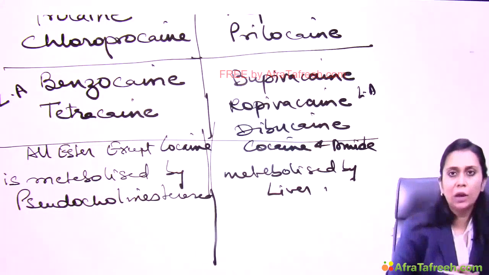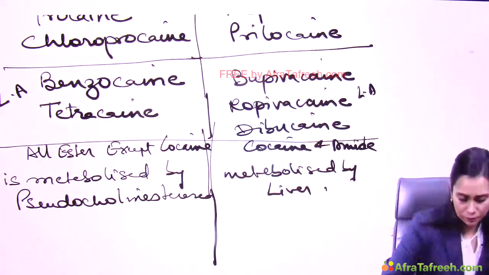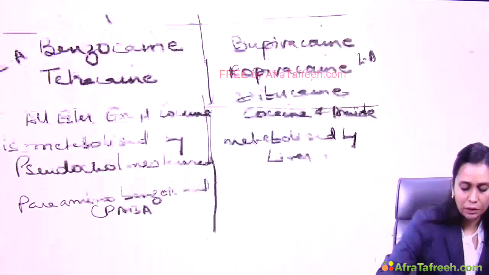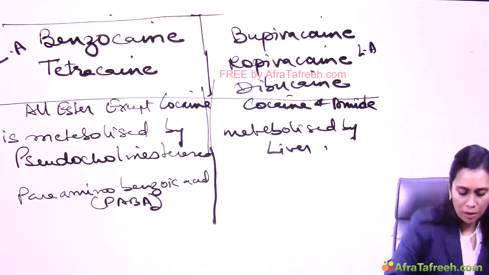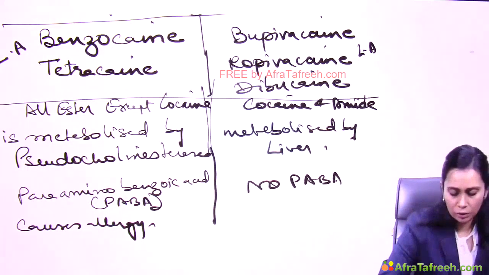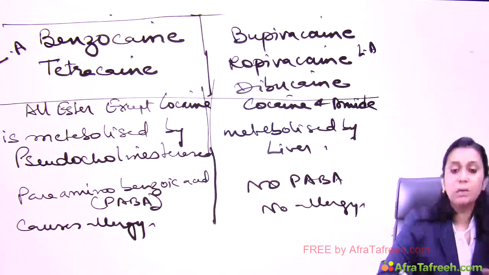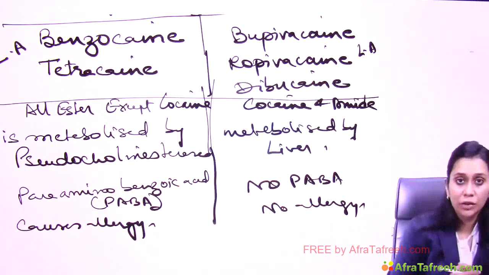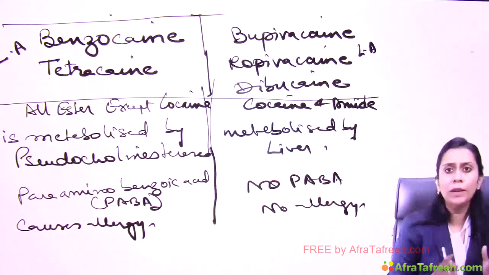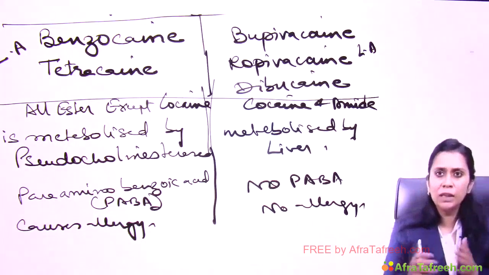Drugs metabolized by pseudocholinesterase produce a byproduct, PABA, para amino benzoic acid. This PABA causes allergy. So they produce PABA and PABA causes allergy. No PABA, no allergy. So ester LAs metabolized by pseudocholinesterase are notorious in causing allergy. That's why, guys, nowadays ester local anesthetics are not much in clinical use. What are we using? Mostly we are using amide local anesthetics.